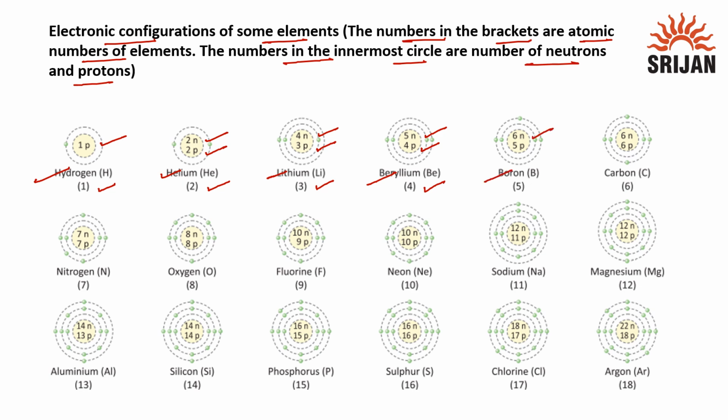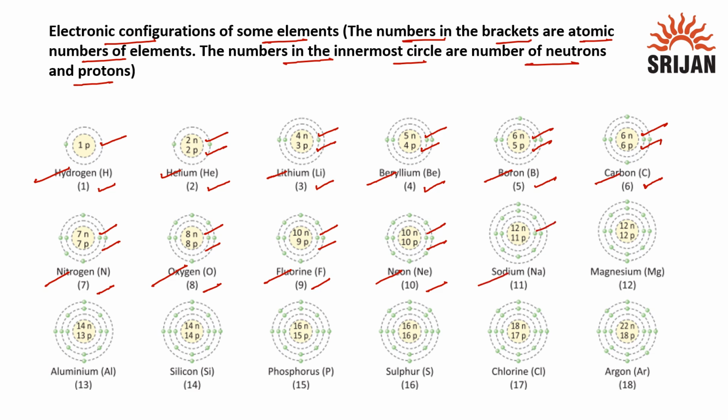Beryllium has 5 neutrons, 4 protons and 4 electrons. Boron has 6 neutrons, 5 protons and 5 electrons. Carbon has 6 neutrons, 6 protons and 6 electrons. Similarly, for all other elements, we have nitrogen with 7 neutrons, 7 protons, 7 electrons, oxygen with 8 neutrons, 8 protons and 8 electrons, fluorine with 10 neutrons, 9 protons and 9 electrons. Neon has 10 neutrons, 10 protons and 10 electrons.